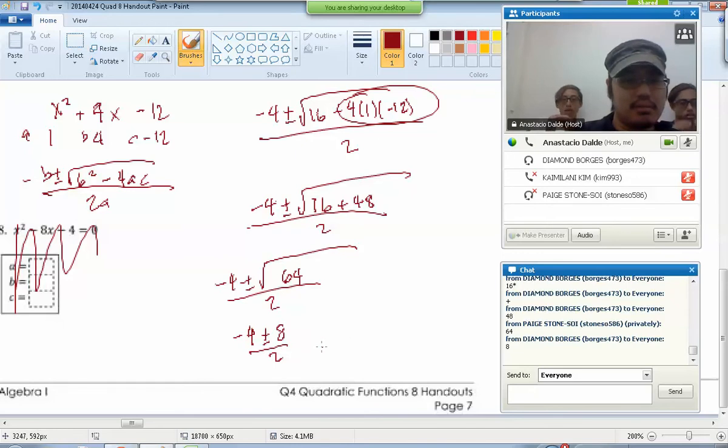So the answer is x equals this, but we can evaluate both of those.